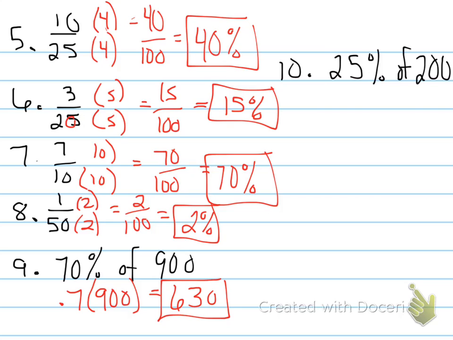What about 10? Anybody get number 10? What do I need to do first? What do I do to the percentage? Come on, not everybody at once. Make it a decimal. 0.25 times 200 gives us 50. All right, if you understand that, that's everything you need to know for 9.1.